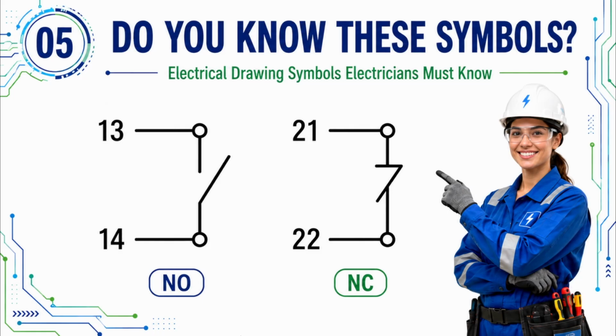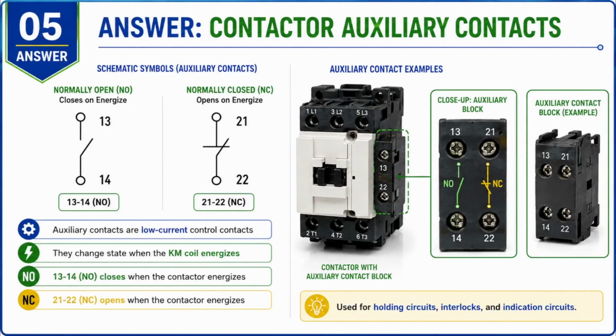These contacts are very common in motor control and relay circuits. Can you identify them? Let's check the answer. The answer is contactor auxiliary contacts. The normally open auxiliary contact is commonly numbered 13 to 14 and the normally closed contact 21 to 22. These are low current control contacts, and they change state when the contactor coil energizes. They are commonly used for holding circuits, interlocking, and indication.